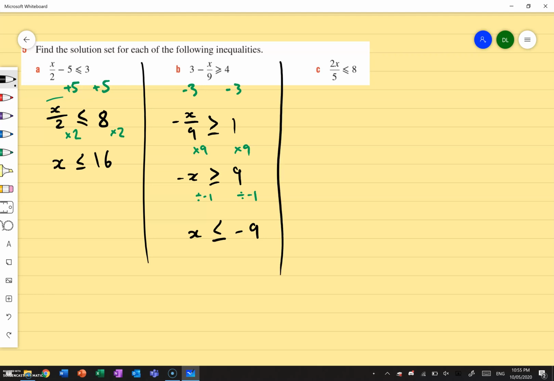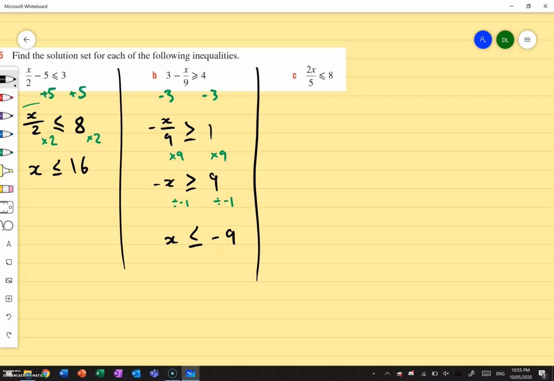Okay. Last one. This one's easy. So it's divided by 5, so let's multiply by 5 on both sides. And I end up with 2x is less than or equal to 8 times 5, which is 40. Now it's times 2, so that's divided by 2. And I end up with x is less than or equal to 20.